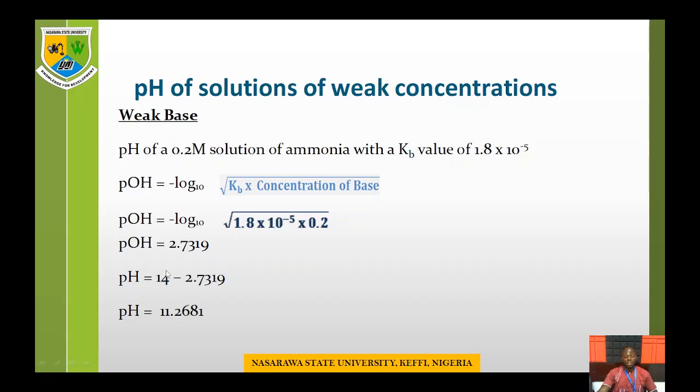So taking the square root of this, it will give 2.7319. Now remember that this 2.7319 is the pOH, because what you just calculated here is the concentration of hydroxide ions, but in the question it is the pH. So to get the pH, you simply subtract this number from 14. That will give 11.2681. And again, remember that pH has no unit.